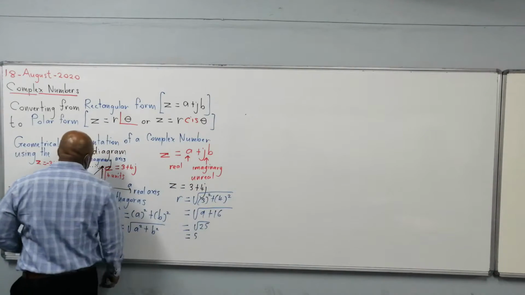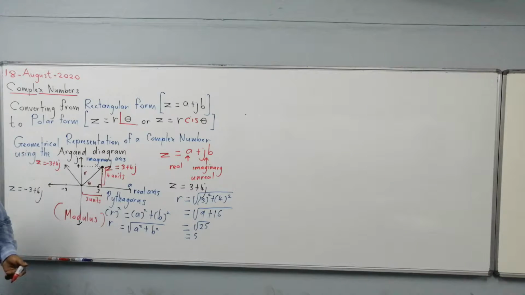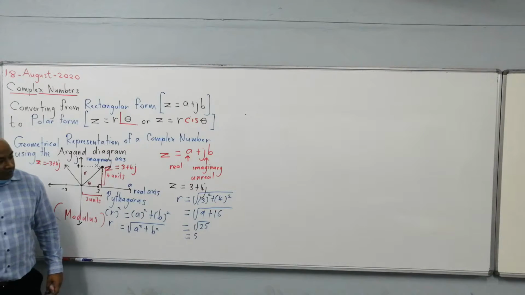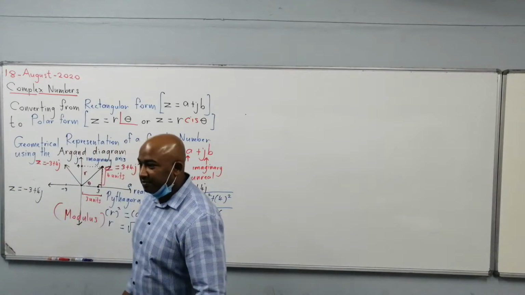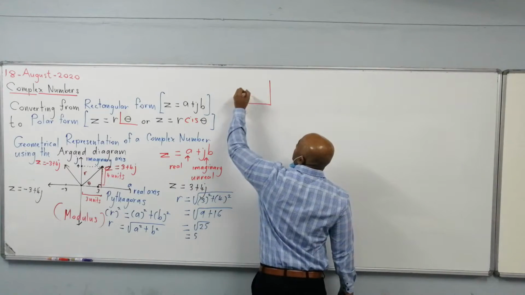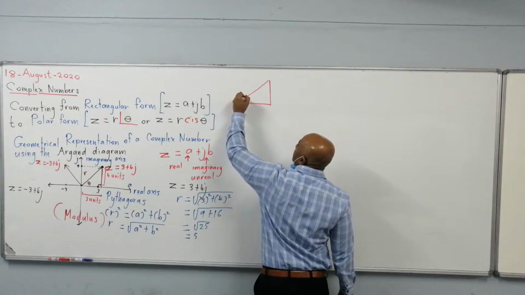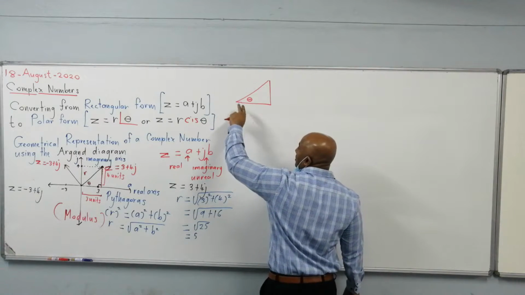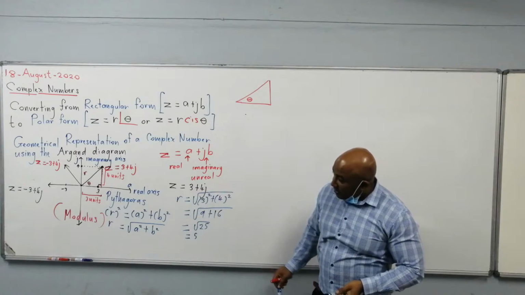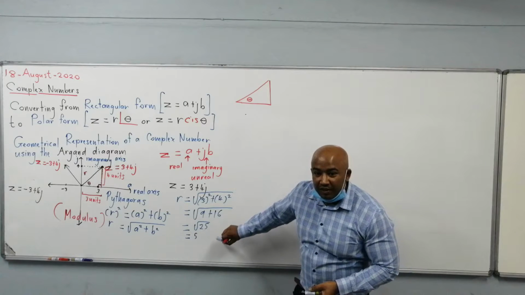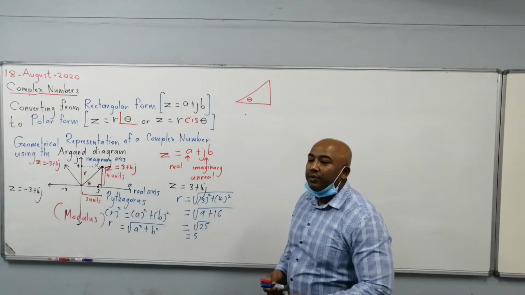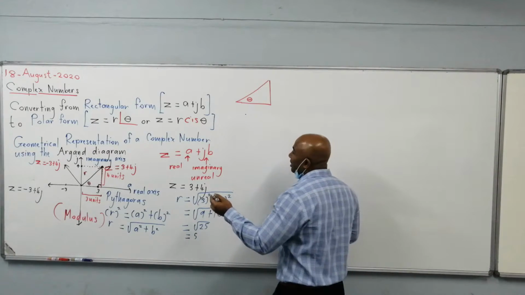Now, we found r. What about this angle theta? How do we find that angle? So let's have a look at this triangle that we have here. So here is your right angle triangle. That's theta, we know. Now, we have all the sides. We have 3, we have 4, and now we just found the hypotenuse, which is 5. But now, let's assume that we did not find the hypotenuse.